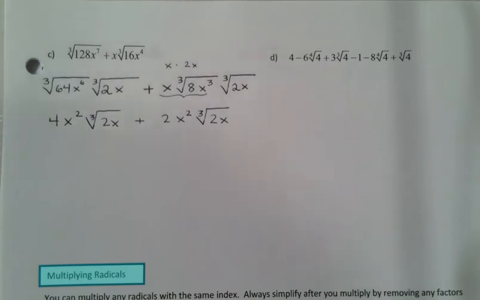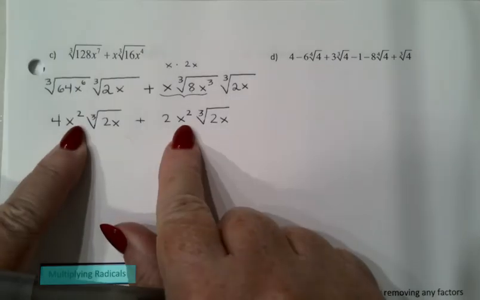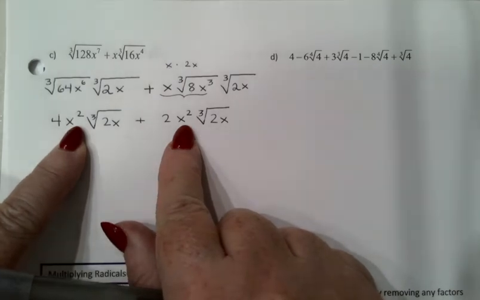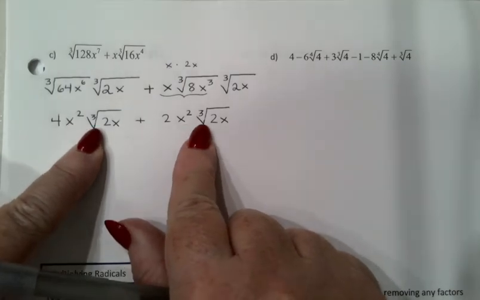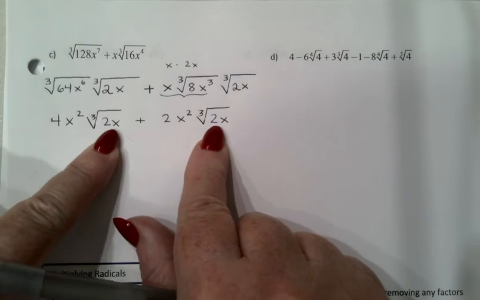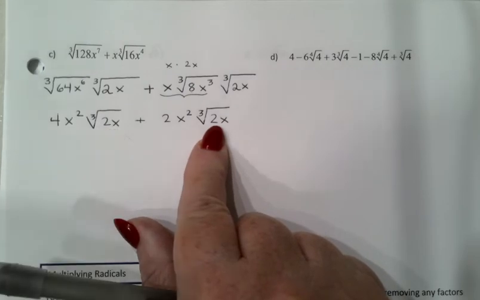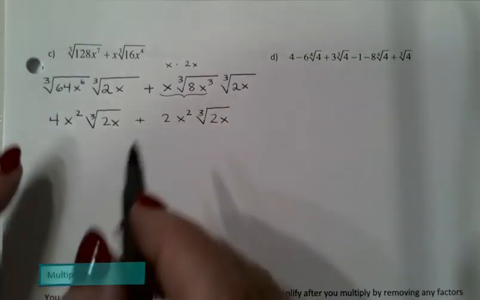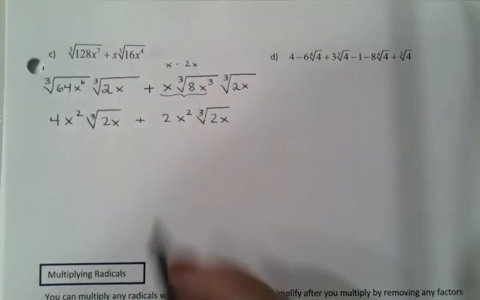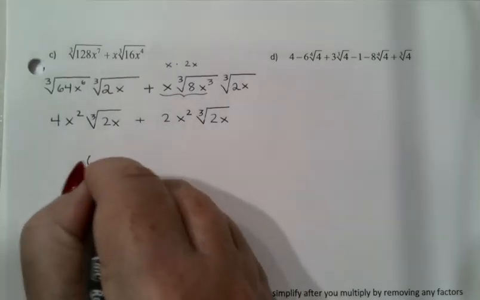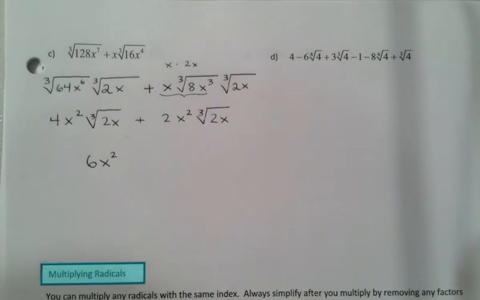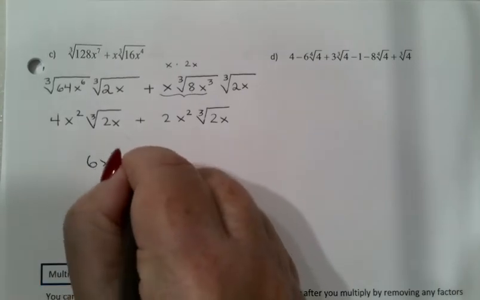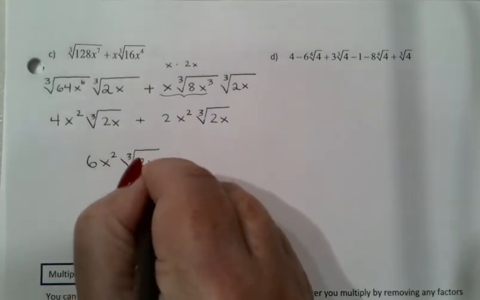All right, are these like terms? Well, the variables outside the radical match, so that's a good sign. They're both cube roots, same index, and the radicand is the same. So yes, these are like radicals. I can combine them by adding the coefficients. 6x squared times the cube root of 2x.